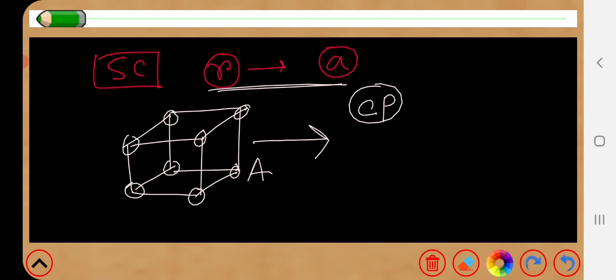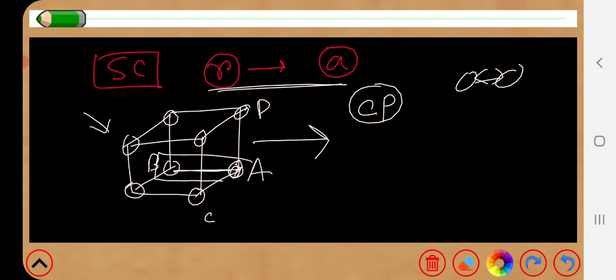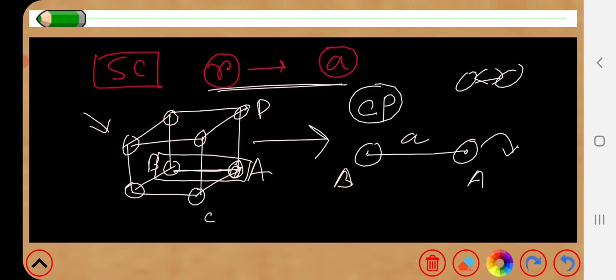But we will not make this whole unit cell in the closed packed form. We will take only those atoms which are nearest neighbor to each other. So for the A atom, the nearest neighbors are the B atom, C atom and D atom. So we will choose any one way. Let's take this A and B atom. So if I draw these two atoms, this is B atom, this is A atom, and they are at a distance of A from each other, right? So now we will draw the same structure in the closed packed form. That means this B atom and A atom are touching each other.